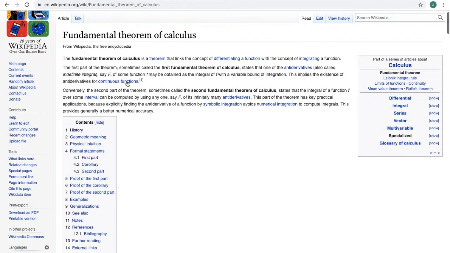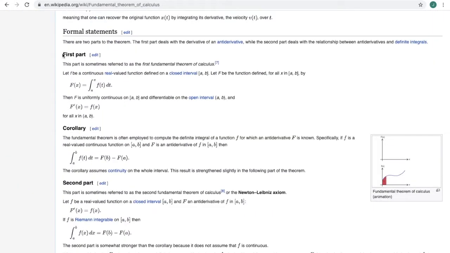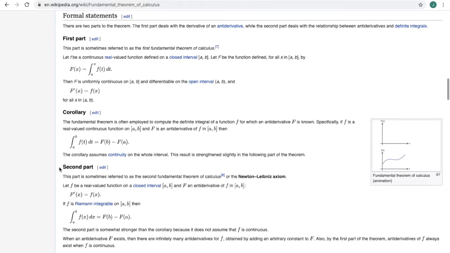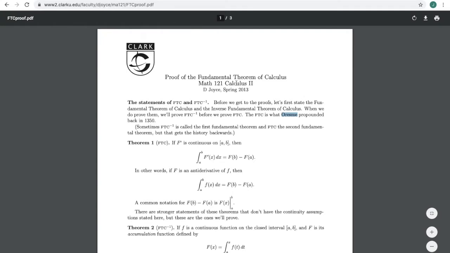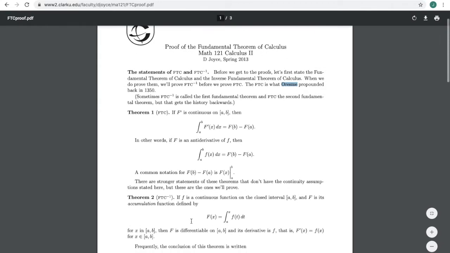Okay, for example, let's look on Wikipedia. Wikipedia clearly states the first part to be the same as what I said, and the second part to also be the same as what I consider to be the second part. Whereas this person right here, D. Joyce, does the opposite. Joyce says that Theorem 1 is what Wikipedia calls Theorem 2, and Theorem 2 is what Wikipedia calls Theorem 1.